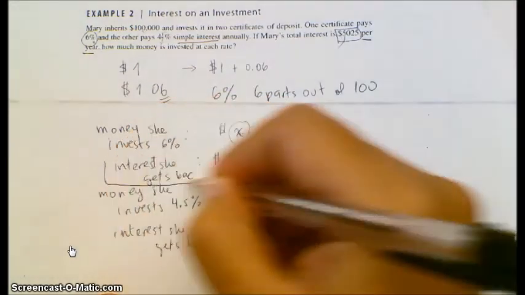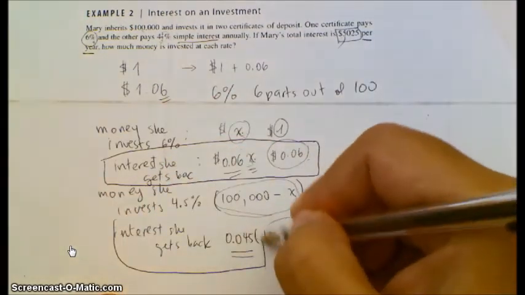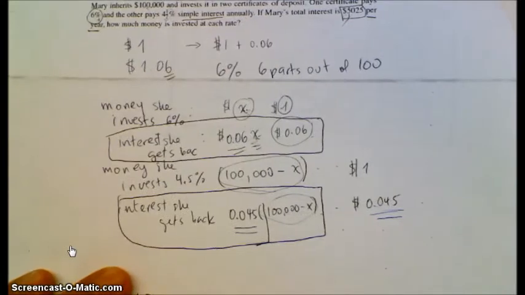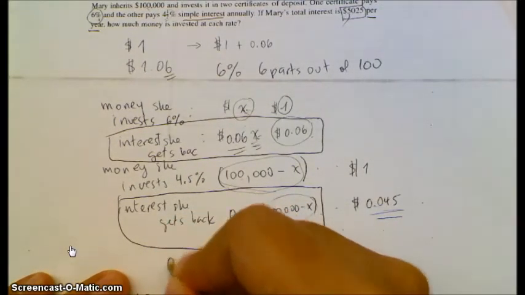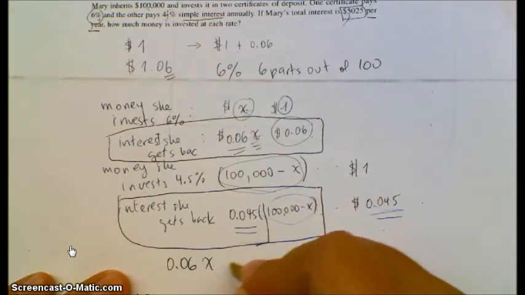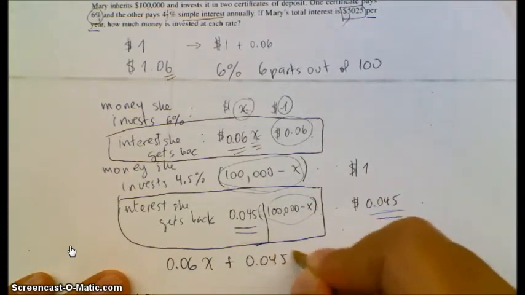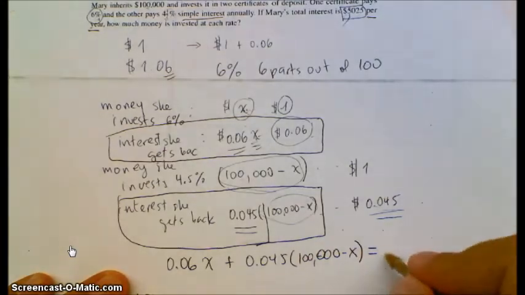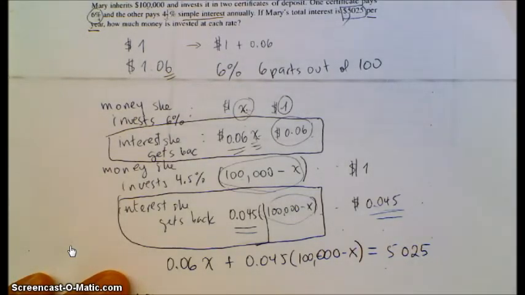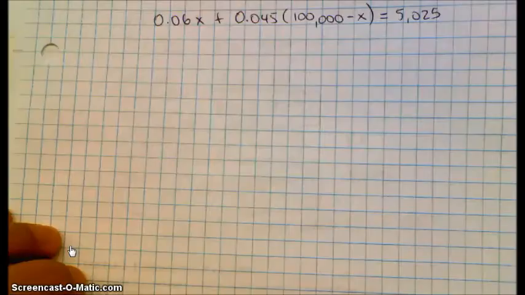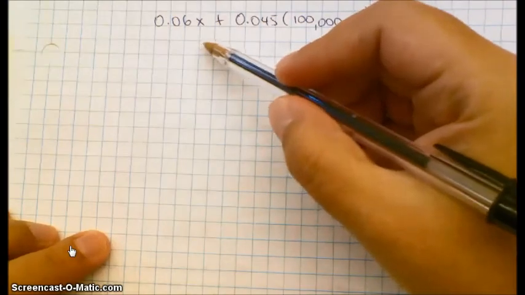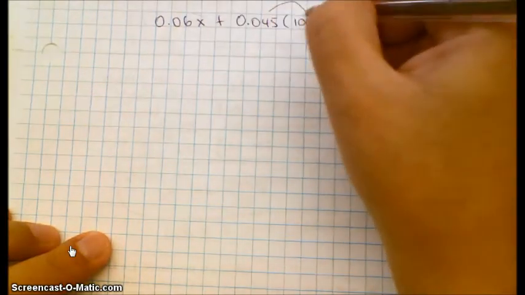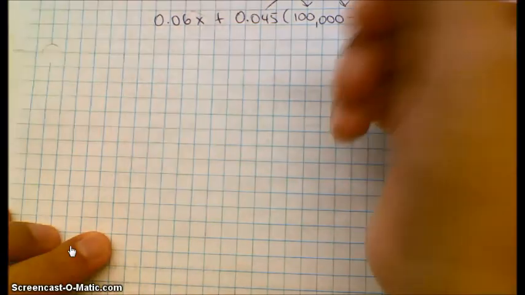We know that what she makes from both certificates adds up to 5,025. So let's just set up that equation. 6 cents for every dollar she invests plus 4.5 cents for every dollar she invests equals $5,025. And now we just have to solve that equation. Since I have to solve for x, I can't isolate the x because it's present here and it's present over here inside these parentheses. So that is giving me a hint that I have to distribute before I want to solve for x.